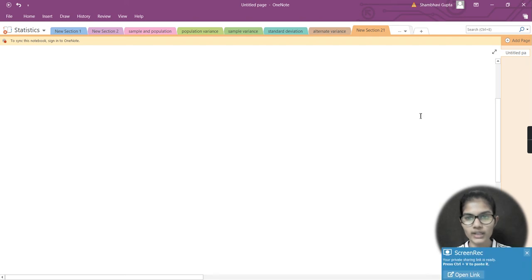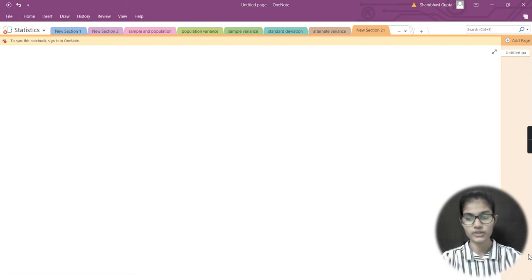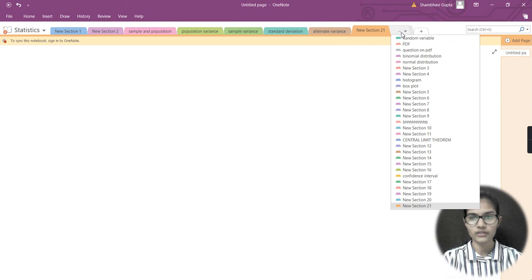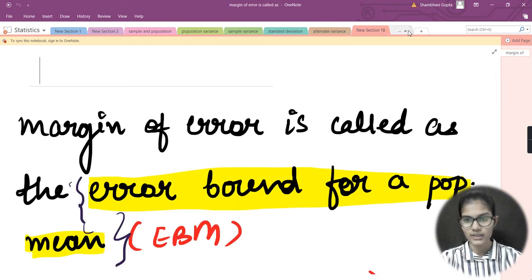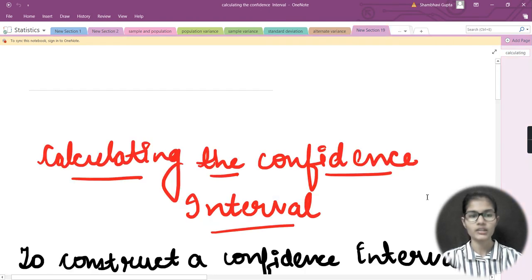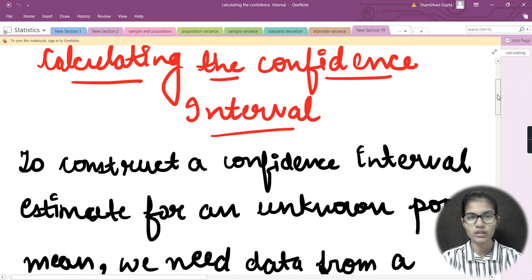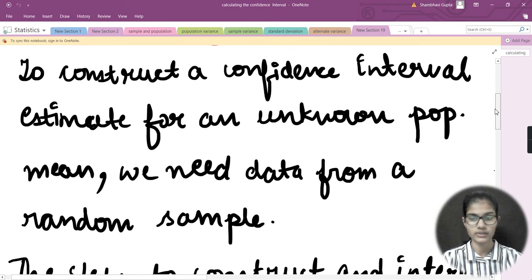So previously we had seen the procedures for finding the confidence interval, right? Just let me quickly open that section for you. Just one second. Okay, so this was basically how we'll calculate the confidence interval. What are the steps for doing all those things, right?